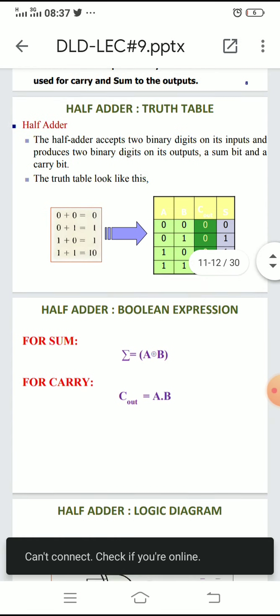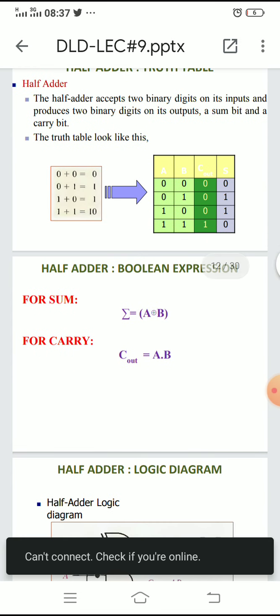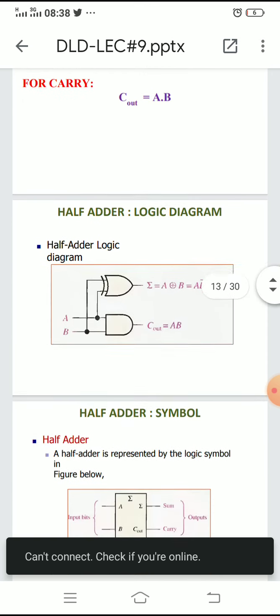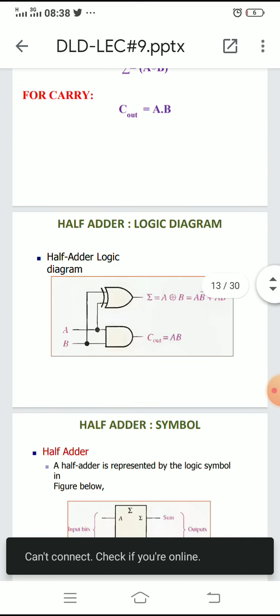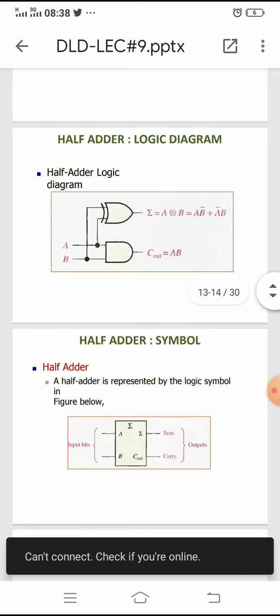This was the truth table for the half adder, and we developed the relation for both the sum and carry outputs. And this was the developed diagram of the half adder that provides us sum and carry as outputs.